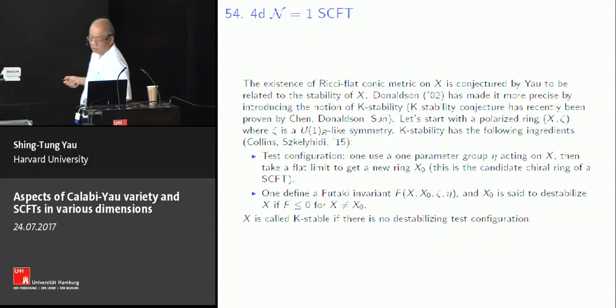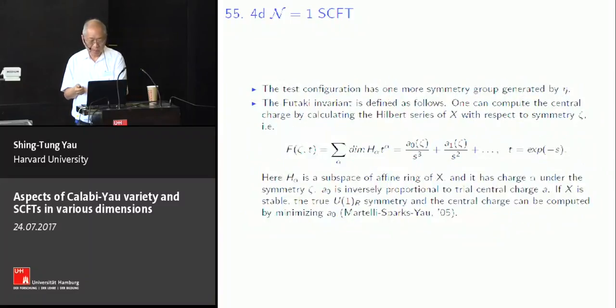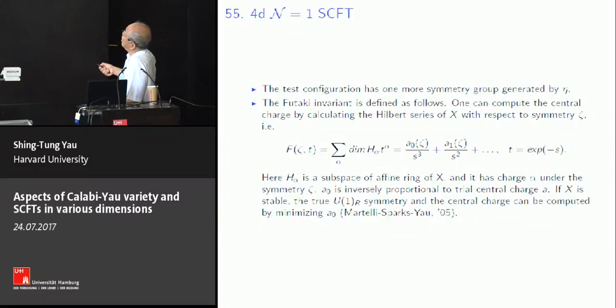This needs a little bit more explanation, but roughly speaking, we copy the whole thing from the situation in differential geometry. The test configuration has one more symmetry group generated by eta. The Futaki invariant turns out can be defined in the following way. We calculate the Hilbert series of X with respect to this symmetry group, zeta. So H_alpha, the dimension of H_alpha times T to the power alpha, is a subspace of the coordinate ring of X. X has a singularity, and you can define a coordinate ring for it. And so it has charge alpha under the symmetry zeta.